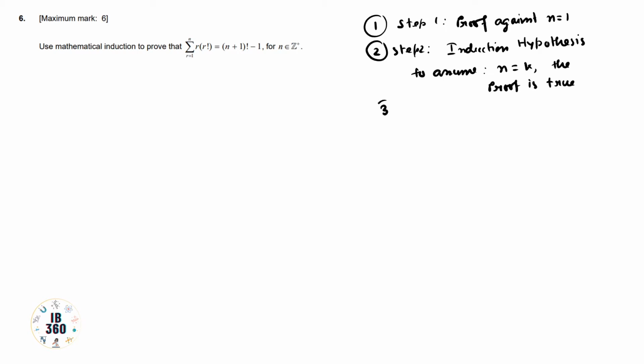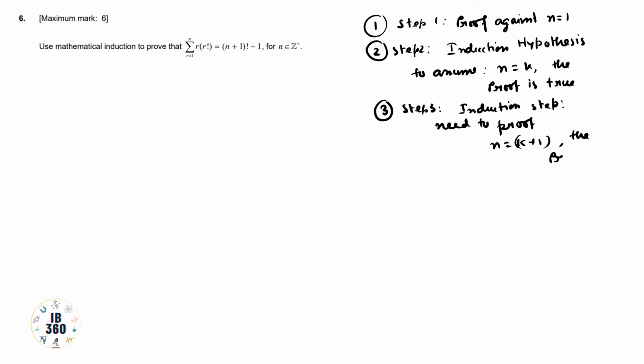Now the third step is induction. This step is called the induction step. In the induction step we need to prove that for n equals k plus 1, the proof is right. So these are the three steps that we need to follow.